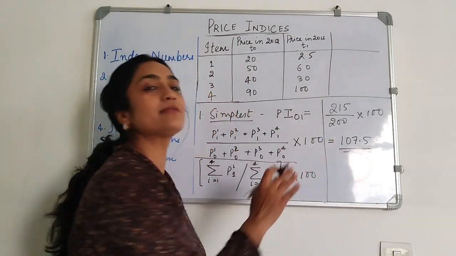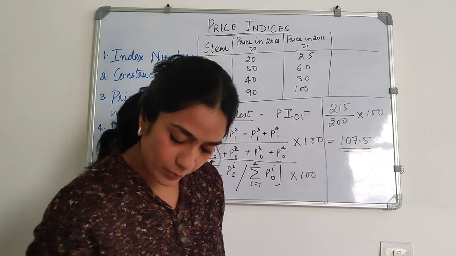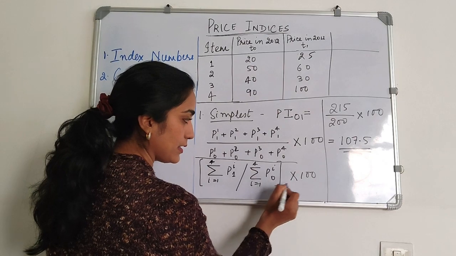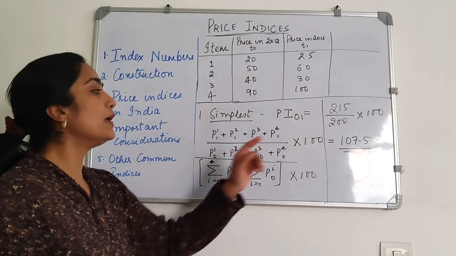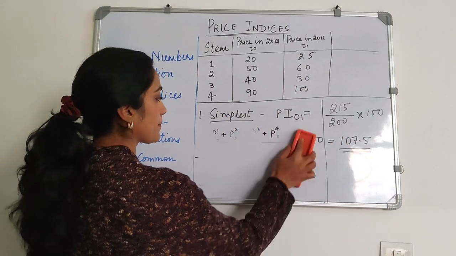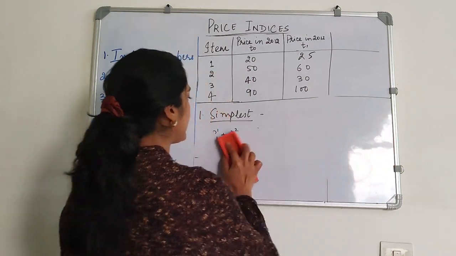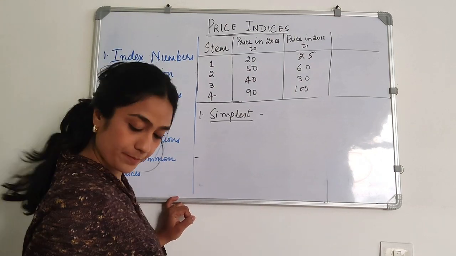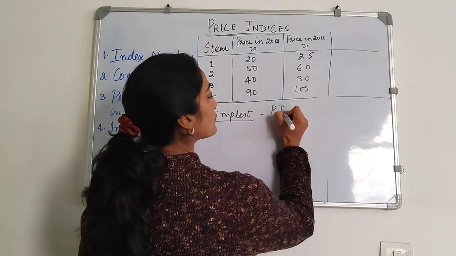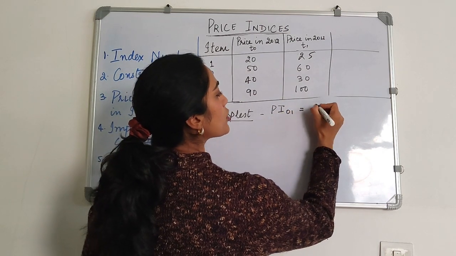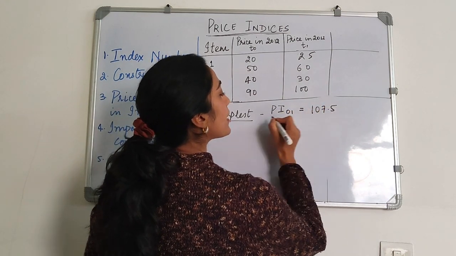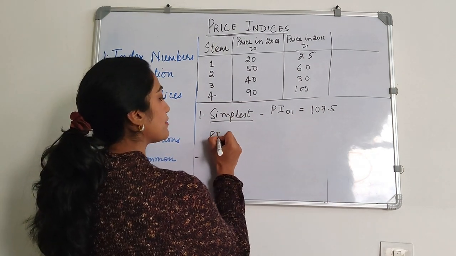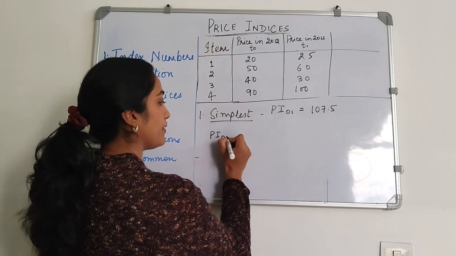Okay, so what does this number mean? What does this number mean? So what we have found is, let's just rewrite this. This is the formula of the price index, the simplest price index that we are doing right now. We'll just remember this number and write it again. So the simplest price index PI 0,1 was found to be 107.5. To understand what this number actually means, let us construct another price index which is not between the year 0 and 1 but between 0 and 0.